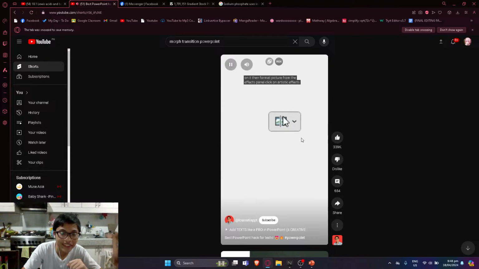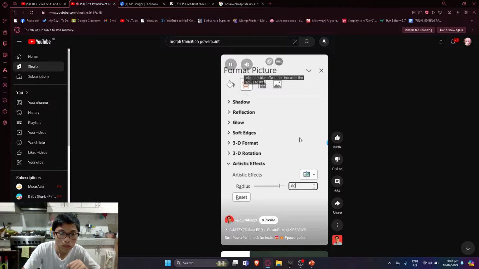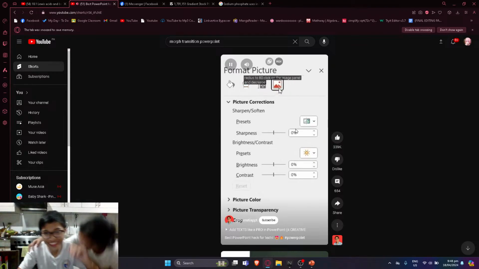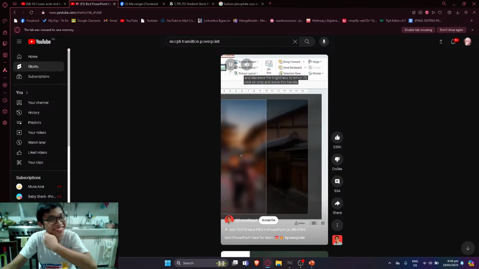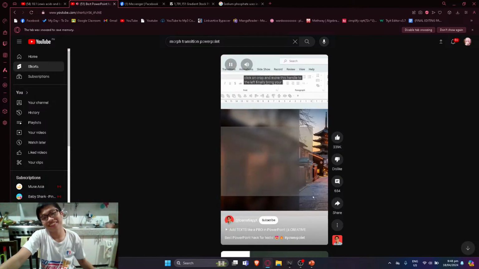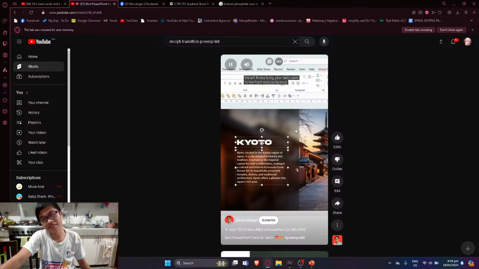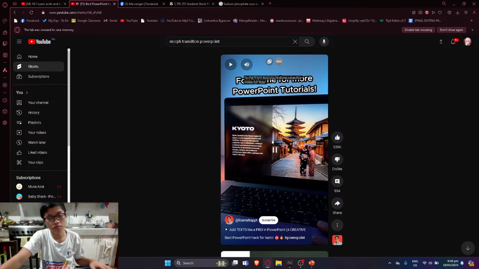Click on Artistic Effects. Select the Blur effect. Then increase the radius to 80. Click on the image panel and decrease the brightness to -20. Click on Crop and move this handle to the left. Finally, bring your texts back to the front and you're done. Save this video for later.